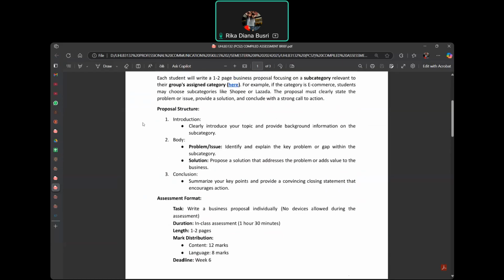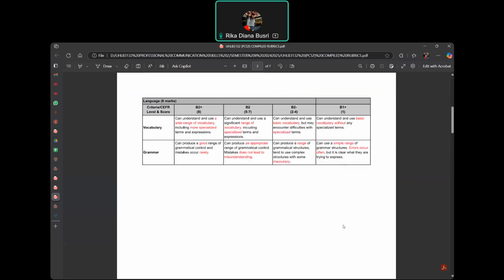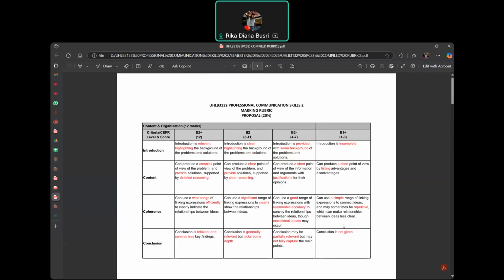Talking about mark distribution, let's take a look at the rubric. The rubric is 2 pages. So why do I show the rubric to you? Because I want you to know how you are going to get high marks, middle range, and low marks. Everything is there. It's just a matter of you finding out how to get good marks, low marks, or medium range marks.